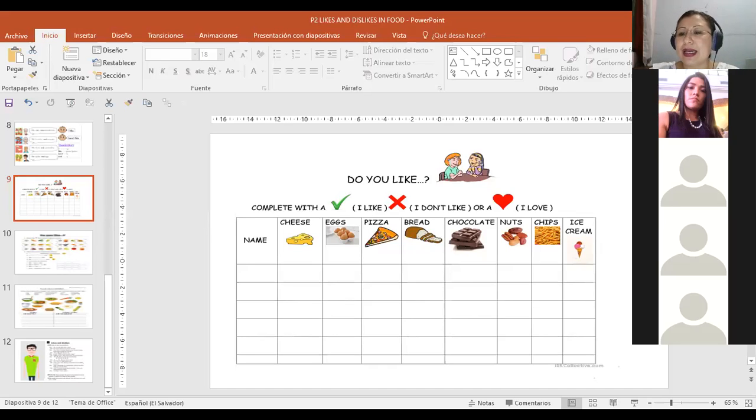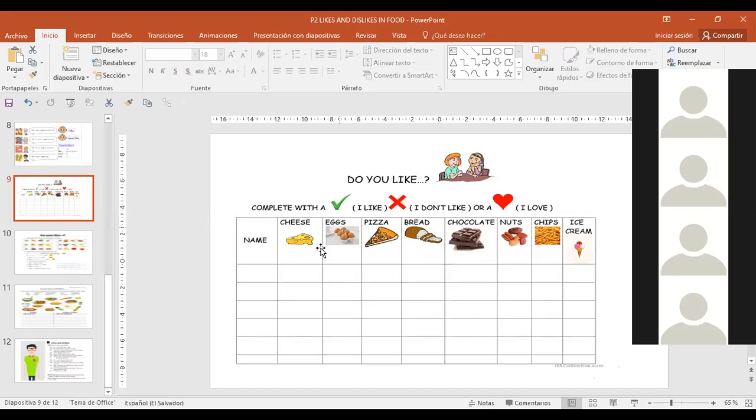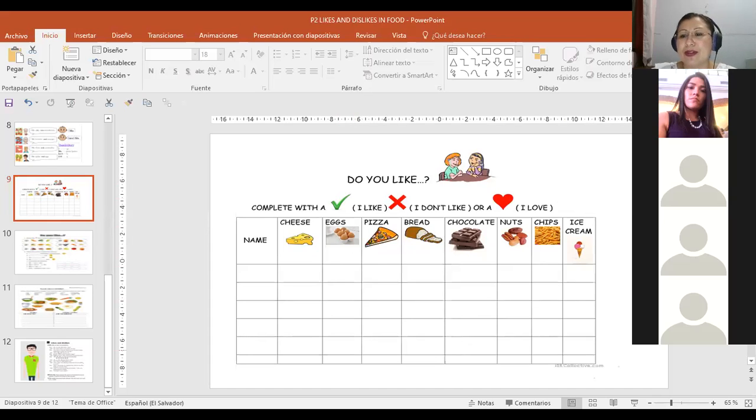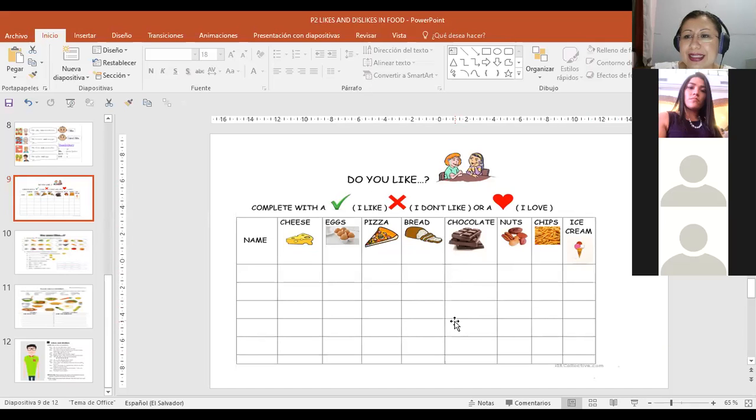Thank you, Claudia. And thank you to all volunteer participants for this exercise. Let's continue por el tiempo. Patricia Hernández, solo vamos a dejar a Patty y de ahí seguimos con la siguiente lámina. Okay. Go ahead, Patty. Okay. I like pizza. I don't like chips. I love chocolate. Okay, very good, Patty. Thank you very much. Okay, let's advance.